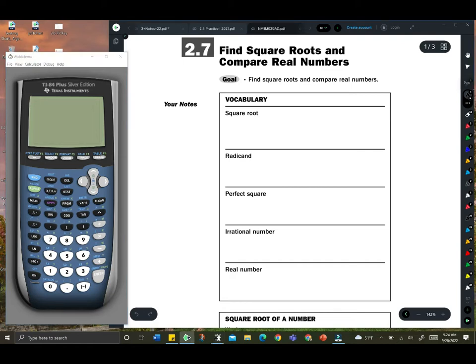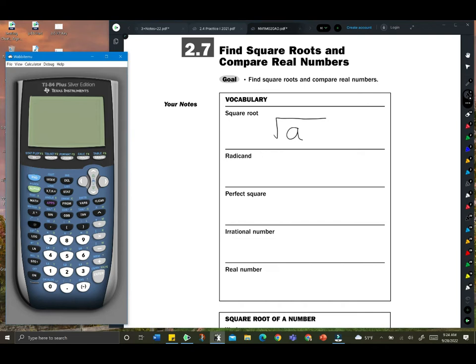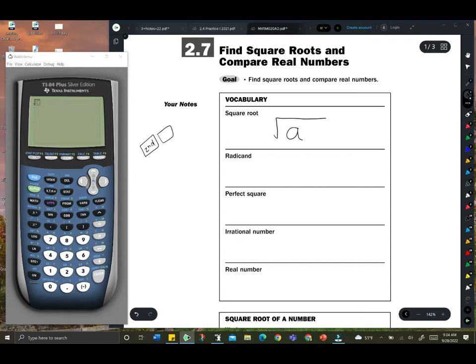I'm going to draw you one. This is the square root sign, we have that there. We're going to have a number inside, we'll just put the letter A, and that's what it looks like. In the calculator, if you're not sure, it's this little square root button. You're going to hit second x squared to get the button in your calculator. So second x squared gives you that square root.